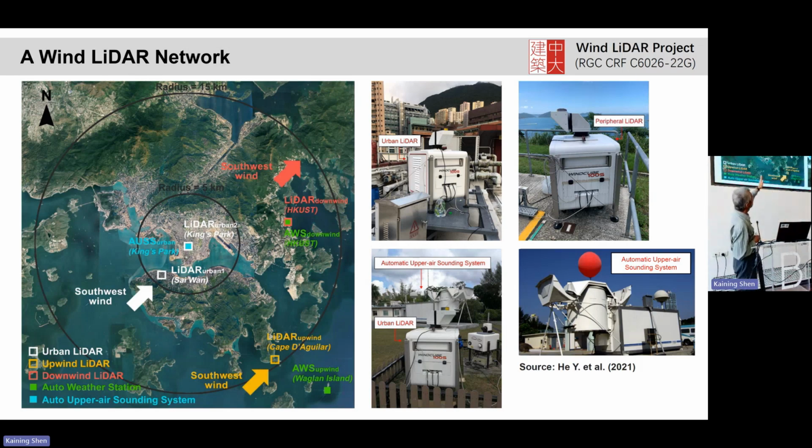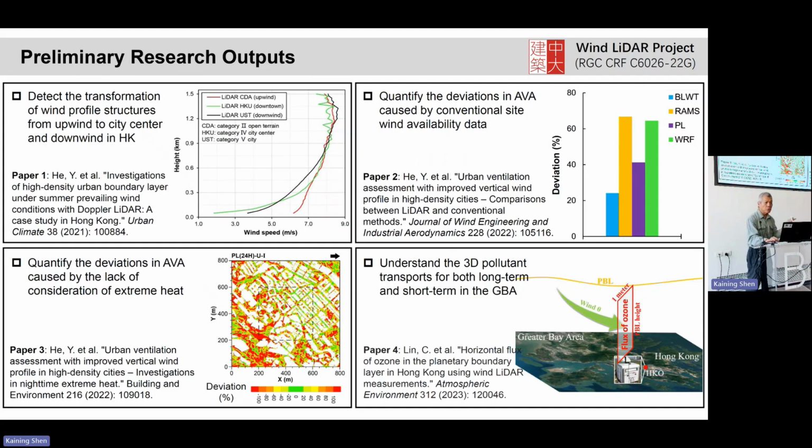But these 4 are situated in such a way that some of them are upwind and some of them are downwind. It depends on where the wind comes from, and also some in the city area to capture the wind profile and the turbulence characteristics of our city. And using that, we actually find out that the traditional way, the wind tunnel way of understanding the wind environment, is not suitable for our city.